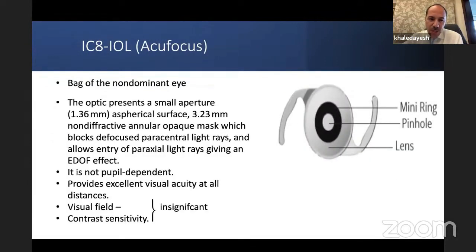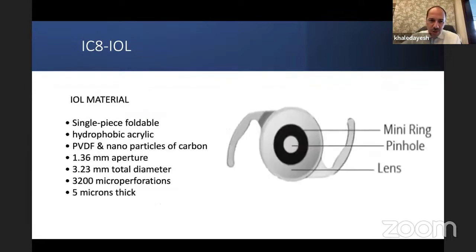Because they have the pinhole effect, and this presents a small aperture, a spherical surface, and they have a non-diffractive annular opaque mask which blocks defocused paracentral light rays and allows entry of paraxial light rays, giving an EDOF effect. It's not pupil dependent. It provides excellent visual acuity at all distances, and the visual field with contrast sensitivity has insignificant effect on the visual field or the contrast.